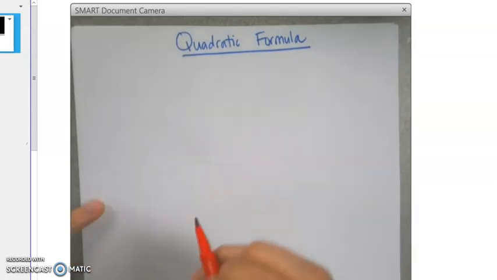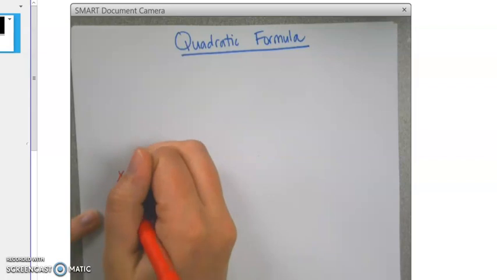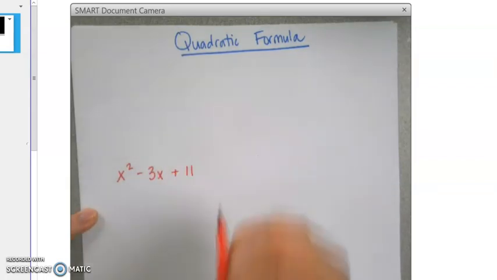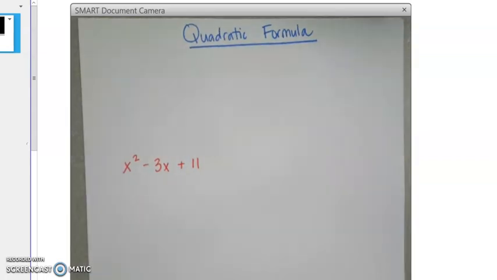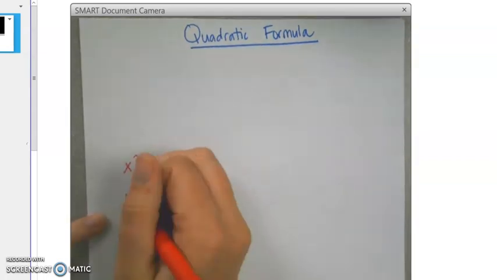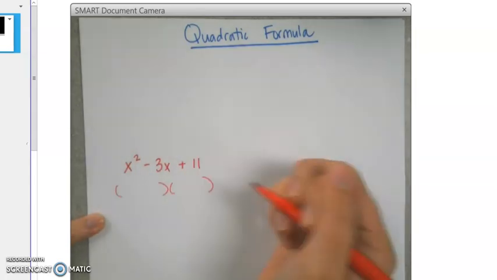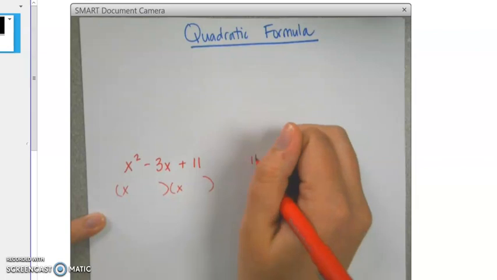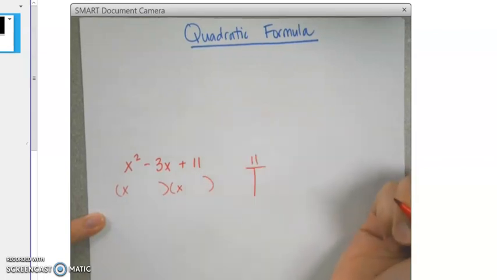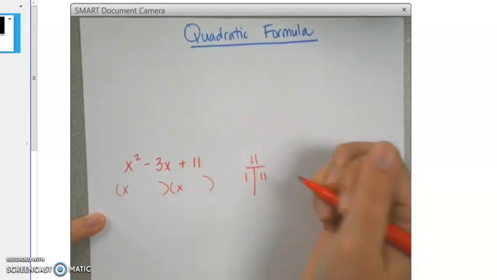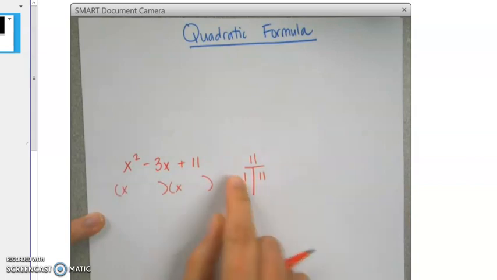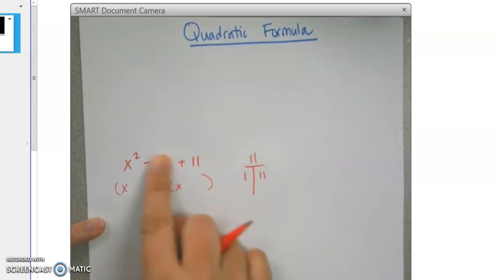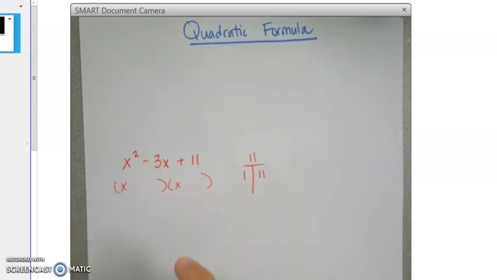Let's say you're given an example like x squared minus 3x plus 11, and you're asked to factor this. So we'll start the process. Two sets of parentheses, x goes here. Factors of 11? Well, 11's prime, so it's just 1 and 11. And there is no way that 1 and 11 will ever make 3. So this is not factorable the way that we are used to factoring.